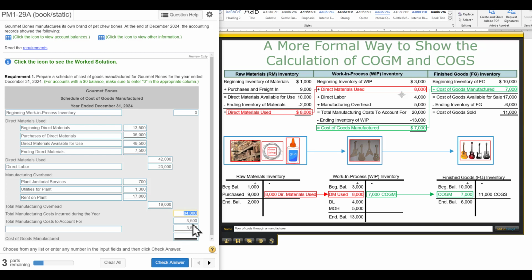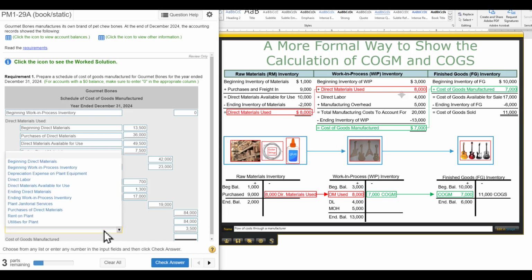Copy, paste. I hope that's clear now. So these three, this, and this, direct materials, direct labor, manufacturing overhead gives us total manufacturing costs incurred during the year. Then we add in the work in process from the previous period, and that gives us total manufacturing costs to account for. All right, which is this 20,000 over here. Then we subtract ending work in process.